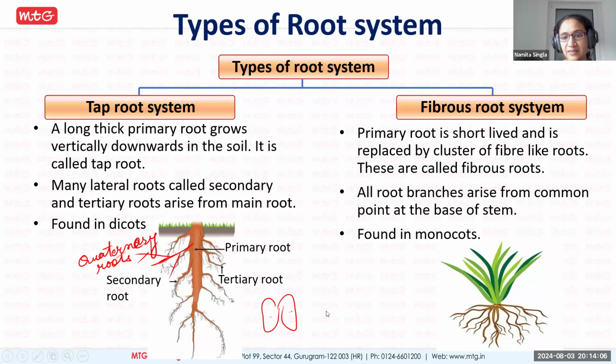They are dicotyledonous seeds. The next type of root system is the fibrous root system, where the primary root is short-lived and is soon replaced by a cluster of fiber-like structures. These are called fibrous roots. They are more or less of the same thickness. All the root branches arise from the base of the stem, from a common point. So this is the fibrous root system. It is found in monocots, which have only one cotyledon. An example is grasses. Grasses include, of course, cereals also.